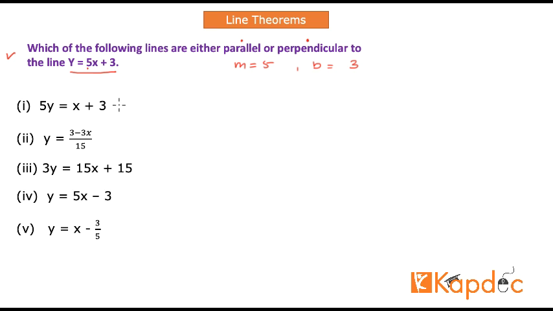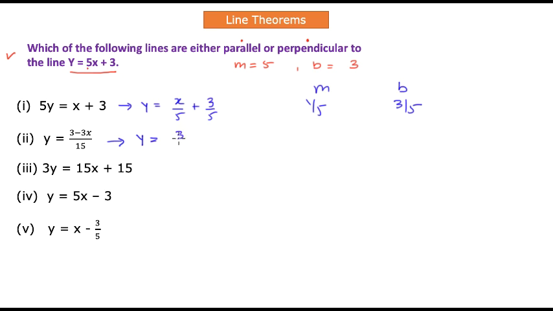For the very first line, I can state y = x/5 + 3/5. I'm simply dividing by 5 on both sides. In this case, my slope is 1/5 and the y-intercept is 3/5. In the second case, you have y = 3 - 3x over 15, which you could simplify by stating y = 3/15 - (3/15)x. So the slope is -1/5 and the y-intercept is 1/5.